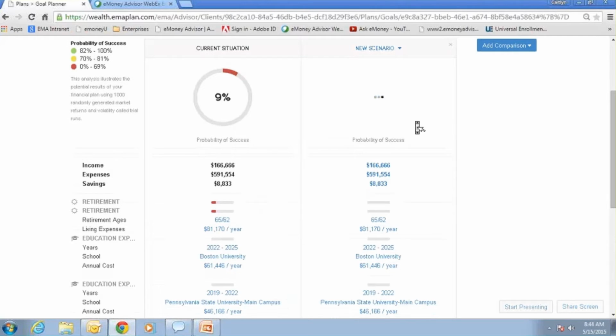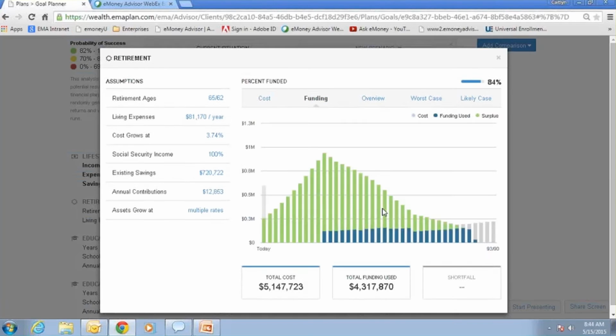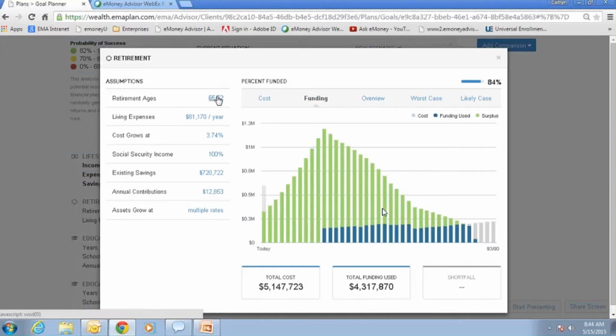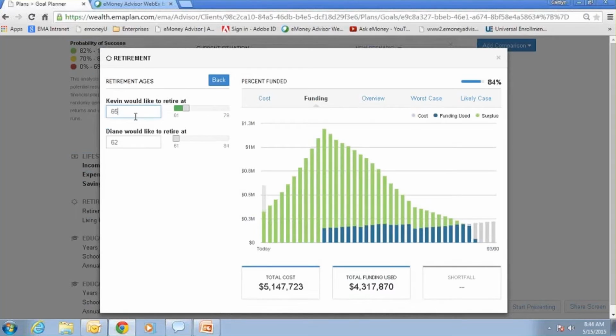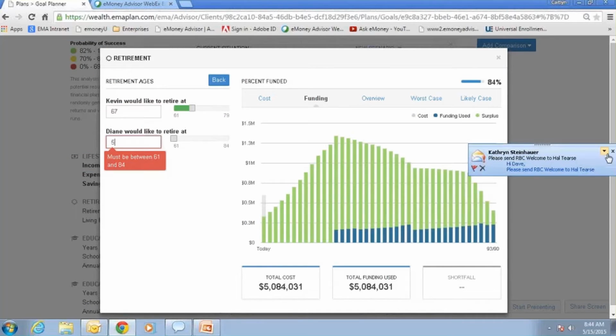This is where the meeting can really become collaborative because we can click into any single one of these and have your client set the parameters around them. So if I click into the retirement goal, we can then slide the mouse, slide the iPad, slide the computer over to Kevin and Diane and have them set the parameters around when the latest they would want to retire is. We can click into retirement and we'll say that they told us 67 was the year.